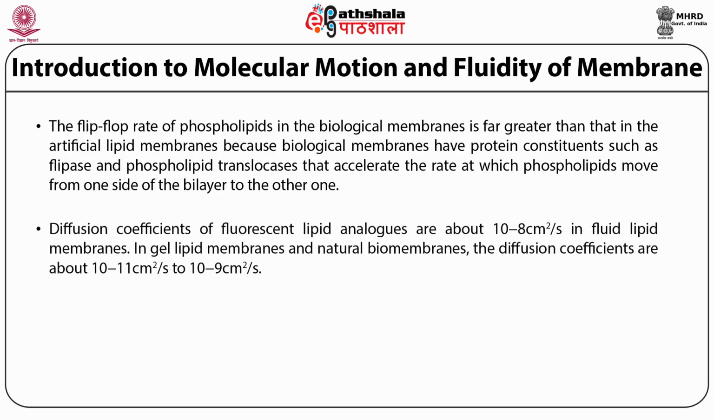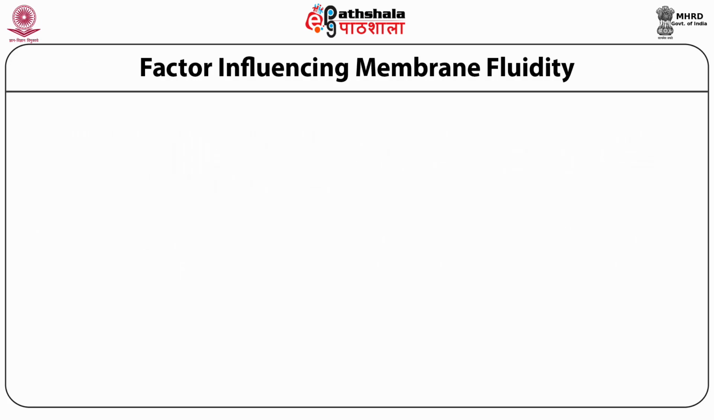Similarly, the diffusion coefficient of fluorescent lipid analogs can be used to monitor the flip-flop movement, and it was found that the diffusion coefficient of the fluorescent lipid analog is about 10 to the power minus 8 centimeter square per second in fluid lipid membrane, and in the gel lipid membrane and natural biomembrane the diffusion coefficient was found to be 10 to the power minus 11 centimeter square per second to 10 to the power minus 9 centimeter square per second.